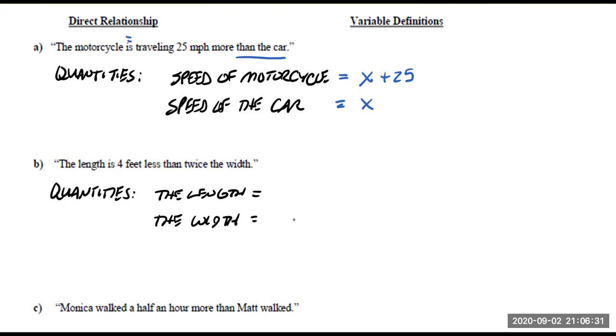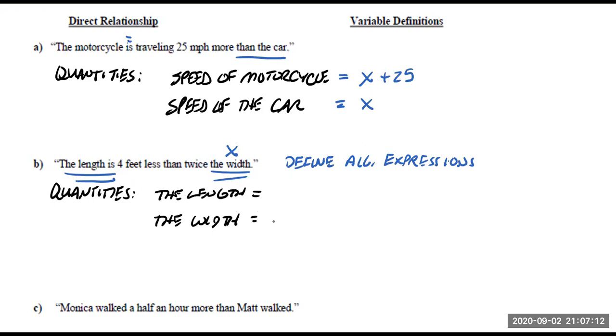Once we have the quantities, how can we show the relationship? By defining algebraic expressions, right? In terms of that. You notice it says the length is, and the length is given directly in terms of the width. That means if I know the width, then I can figure out what the length is. So the width is actually x. This is a direct relationship between the width and the length.